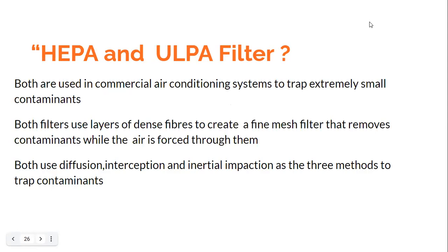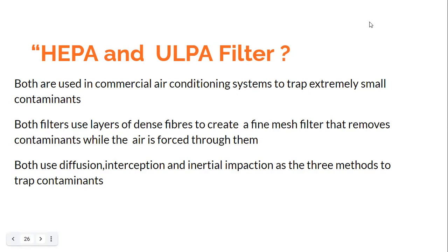Now, what is the similarity and what is the difference between the two? Okay, that is to be discussed. So both the HEPA filters and ULPA filters are used in commercial air conditioning systems, including in clean rooms, to trap extremely small contaminants. And we had a discussion on what the contaminants are. Construction wise also, both filters use layers of dense fibers to create a fine mesh filter. And once that mesh is created, that mesh actually removes the contaminants.